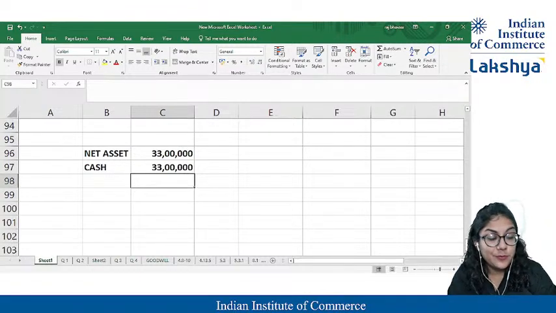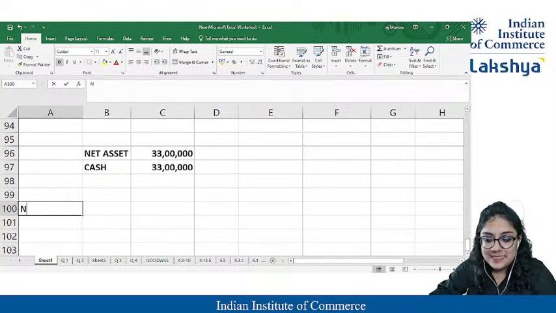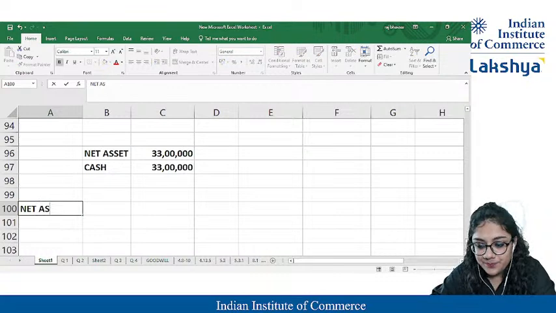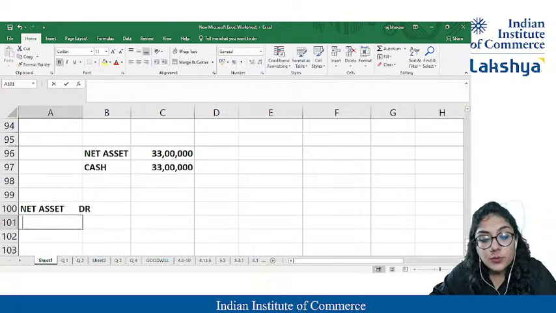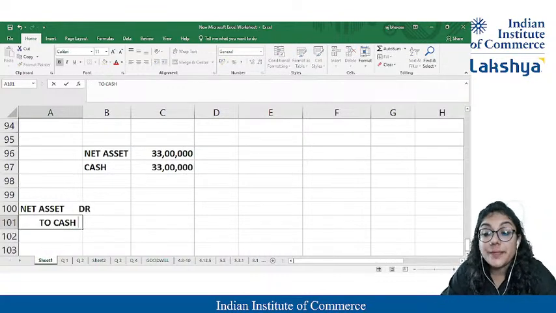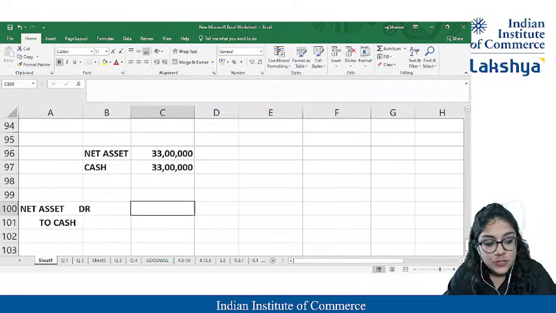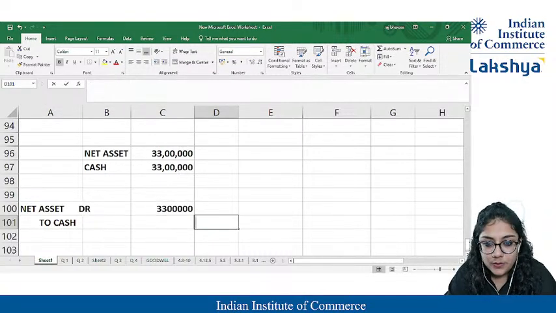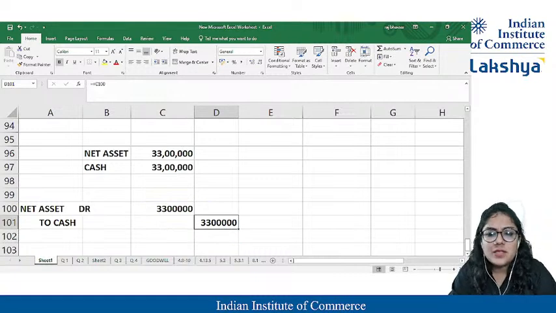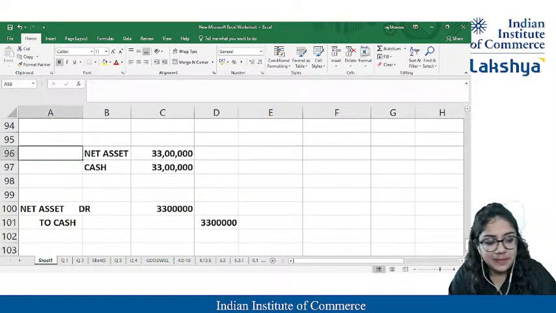Yes, you are correct. I have to take all their net assets and pay cash. So net assets account debit to cash, or to purchase consideration we can say. It comes to 33 lakhs, and over here also it's 33 lakhs. So that is the first accounting entry.